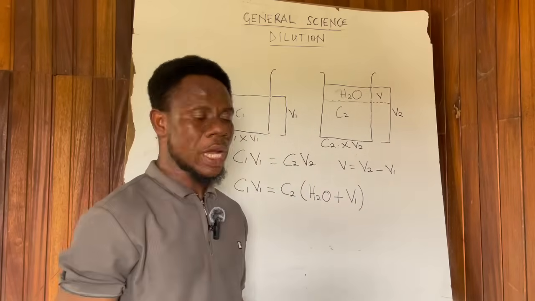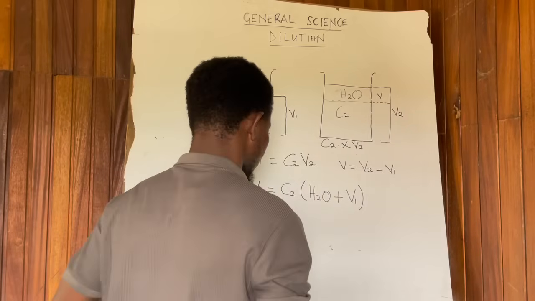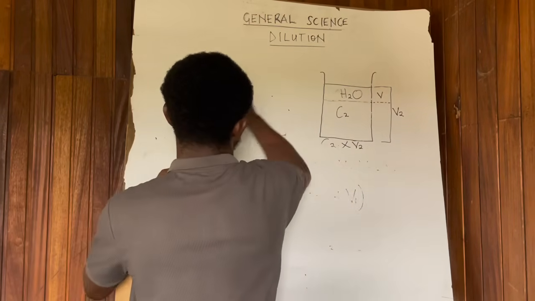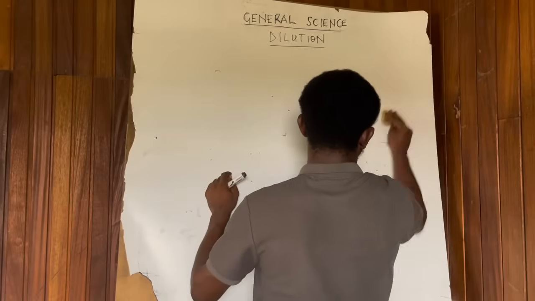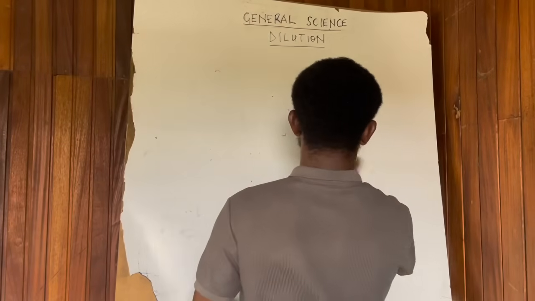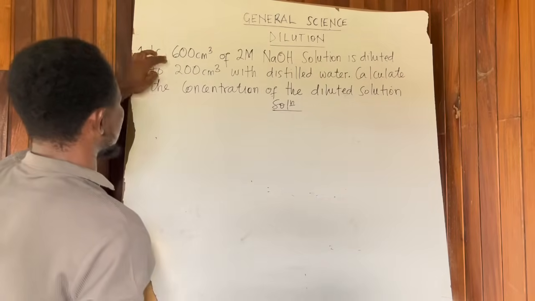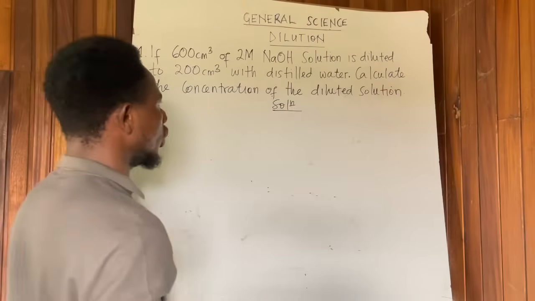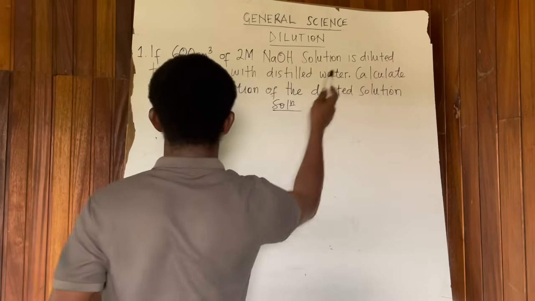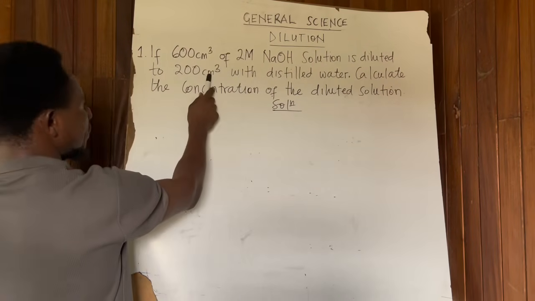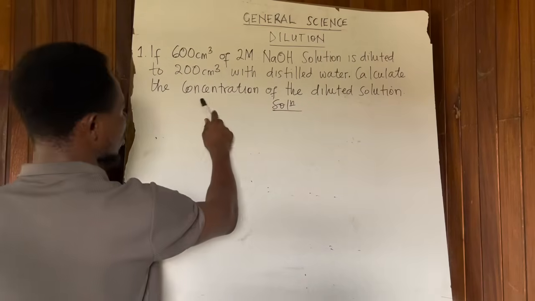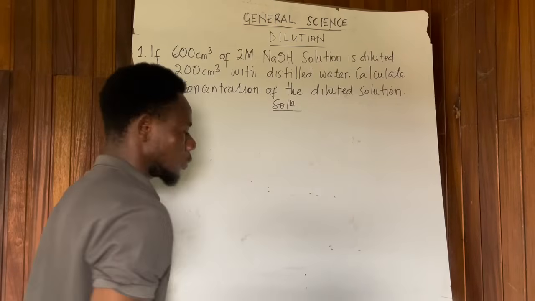Now let's take a question. If 600 centimeters cube of 2 molar sodium hydroxide solution is diluted to 2000 centimeters cube with distilled water, calculate the concentration of the diluted solution.